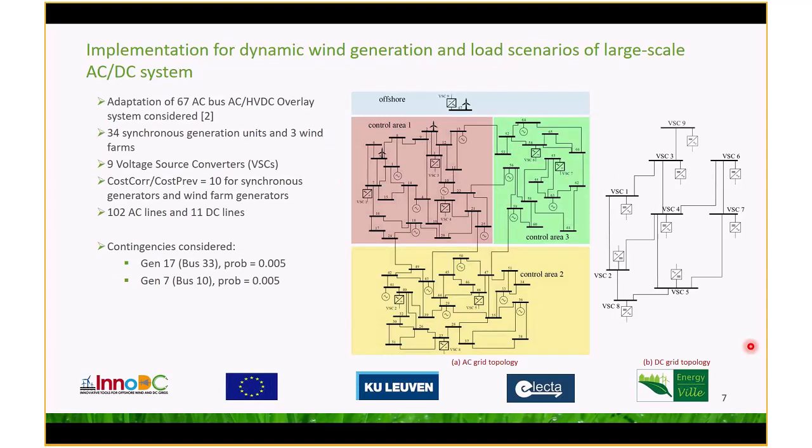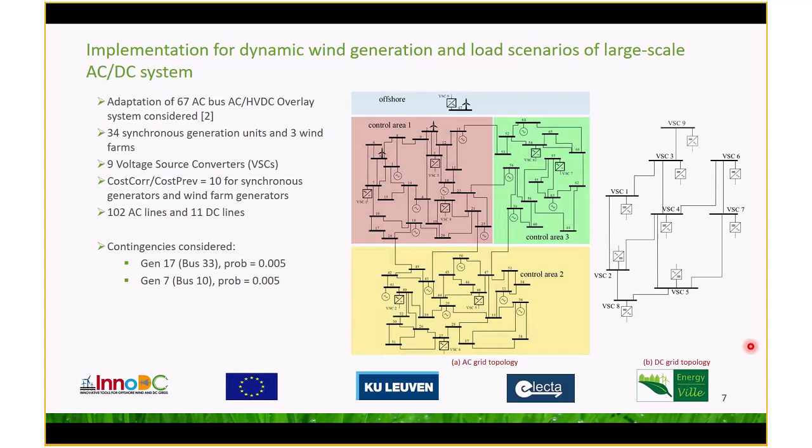For the implementation of the preventive short-term corrective SCOPF model, an adaptation of the 67-bus AC/HVDC overlay test system is considered. The system includes 34 synchronous generation units and 3 wind farms. There are 9 voltage source converters. The cost of corrective actions is 10 times the cost of preventive actions for synchronous generators and wind farm generators. In total, there are 102 AC lines and 11 DC lines.